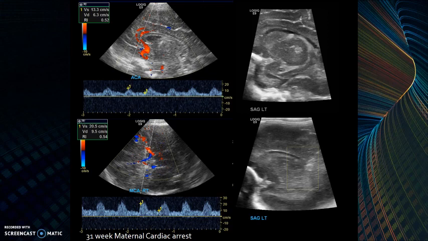Here's a baby that was born at 31 weeks. The mother had a cardiac arrest, unfortunately passed away. The baby was transferred to our hospital and was noted to have some changes in the thalamus and periventricular areas, hyperechogenicities, which are considered infarcts in the basal ganglia and paraventricular regions. The resistive indices were also low at 0.52 and 0.54. Unfortunately, this patient passed away as well.